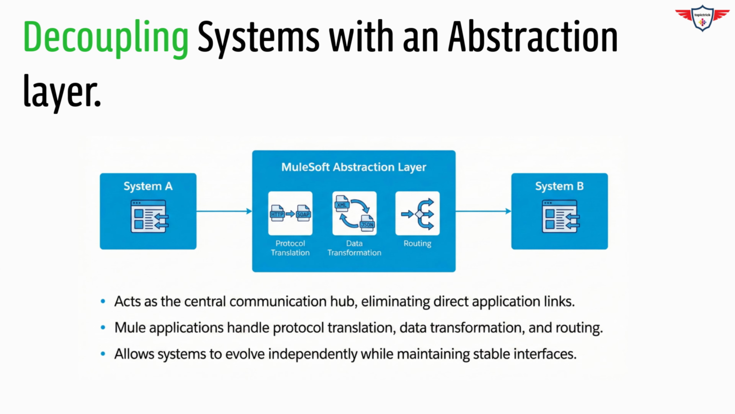MuleSoft addresses application integration by acting as an abstraction layer between systems. Instead of applications talking directly to each other, they communicate through APIs and integration flows. Mule applications handle protocol translation, data transformation, routing, validation, and error handling. This decoupling allows systems to evolve independently while maintaining stable interfaces.